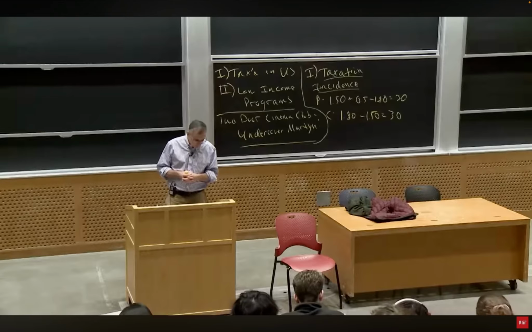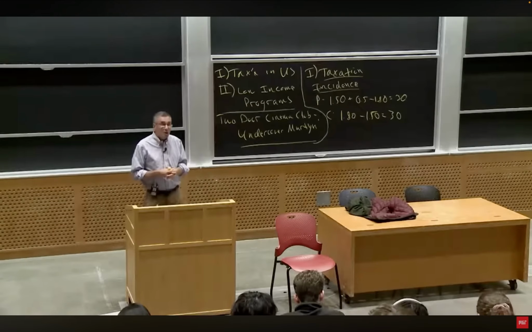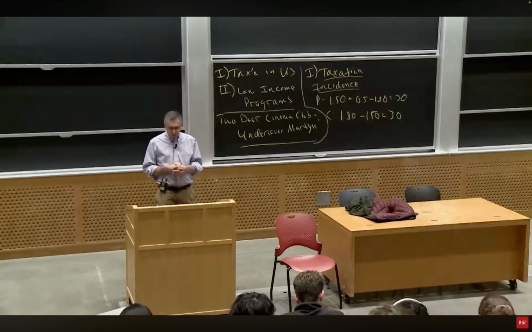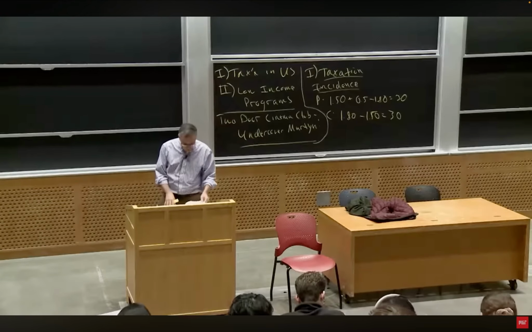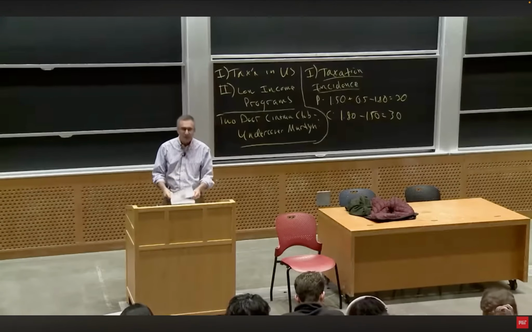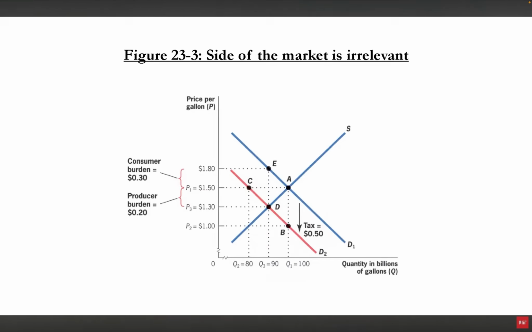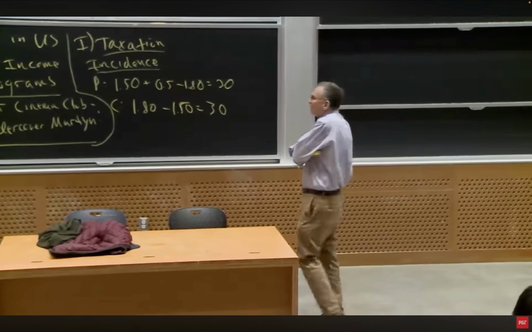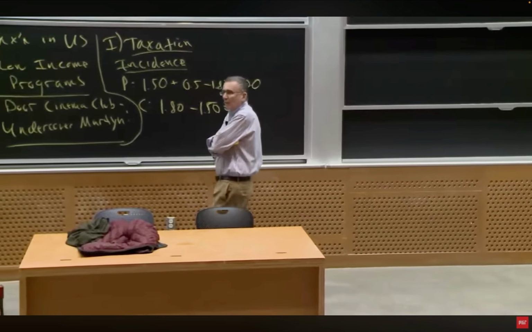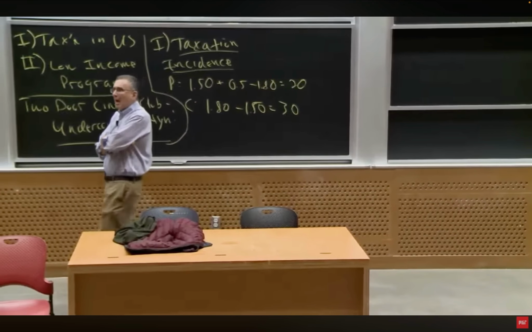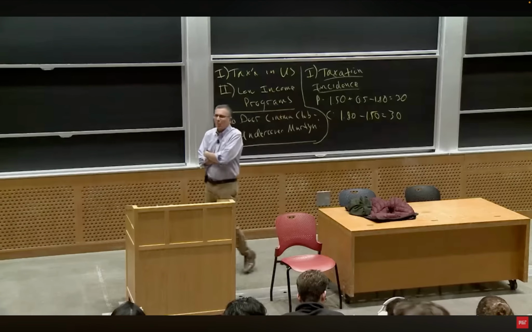Okay? Now, here's something to note. Let's note the following interesting phenomenon. Look at figure 23.3. Imagine that we had, instead of taxing producers, we tax consumers. The way the gas tax usually works, right? Let's say the way the gas tax worked is literally, it's sort of weird, but the government said to you, for every gallon you buy, I'm going to make you send me 50 cents. It'd be a weird tax to think about.